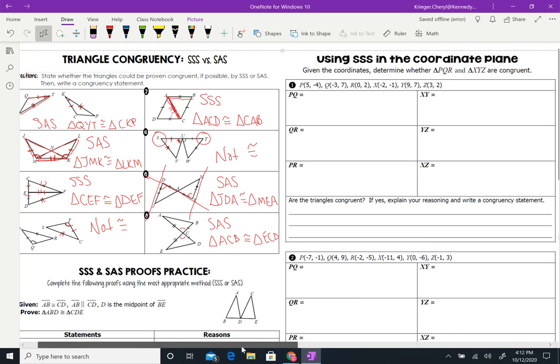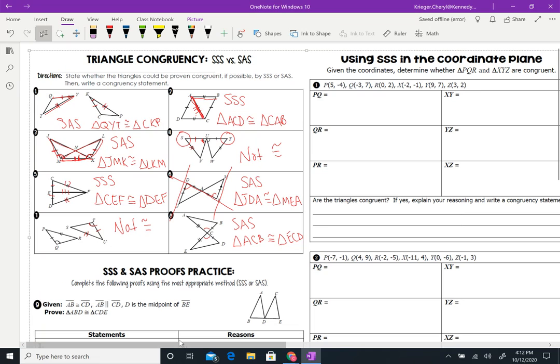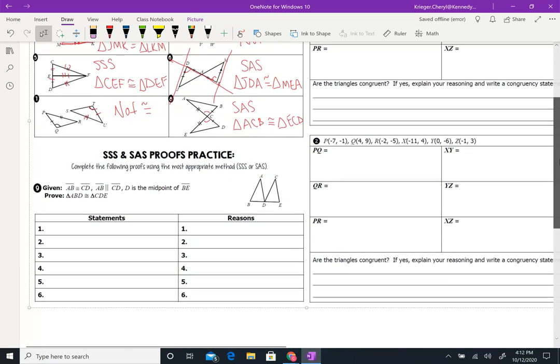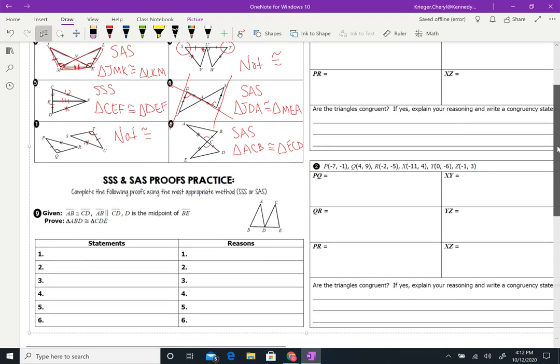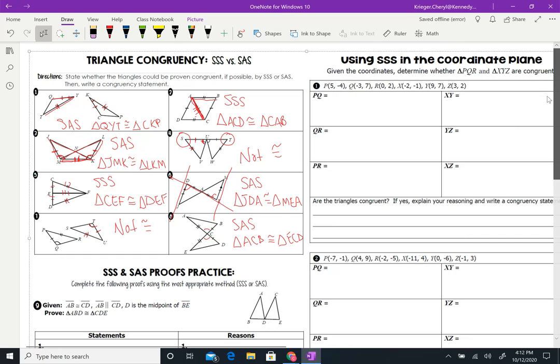You guys can do a proof on your own. Try it. Compare it with your friends next to you, and then you can move on to the next thing. All right, hopefully this was a way to learn.